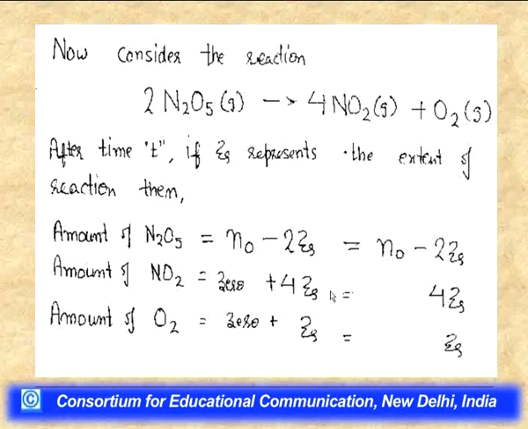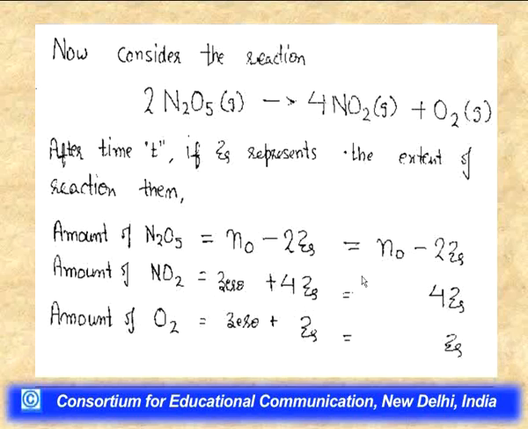So, therefore, if you want to determine how much nitrogen dioxide is formed, all we need to do is multiply the stoichiometric coefficient of nitrogen dioxide, which is acting as a product in this balanced chemical equation, with ξ, the extent of reaction. That gives 4ξ as the amount of nitrogen dioxide produced. Similarly, the amount of oxygen produced is only ξ, as 0 was the initial amount of oxygen; we had not taken it in our system.